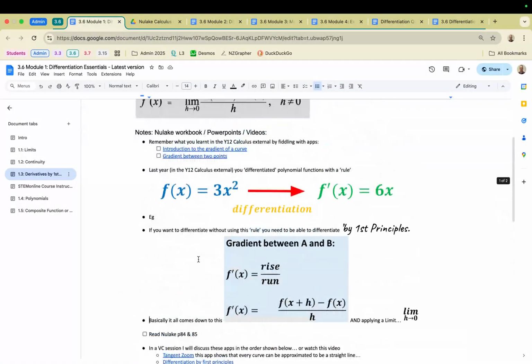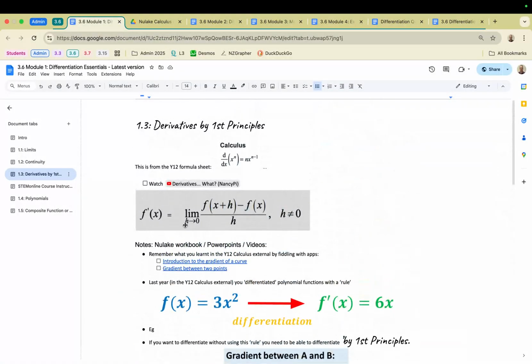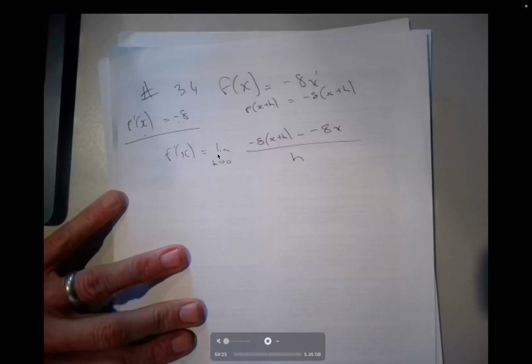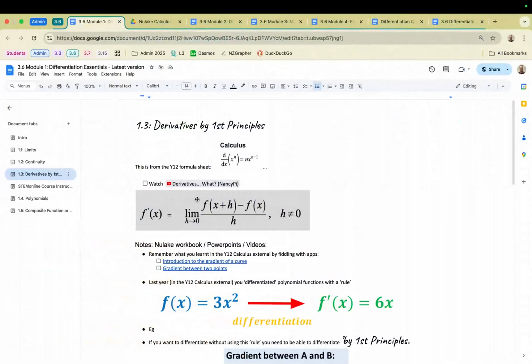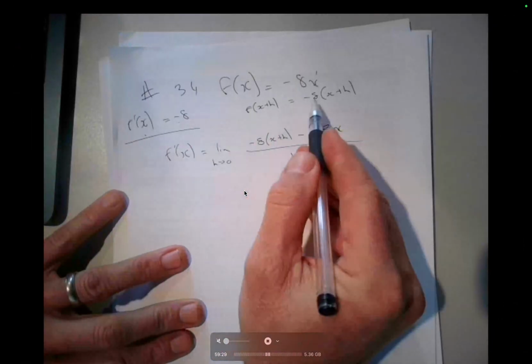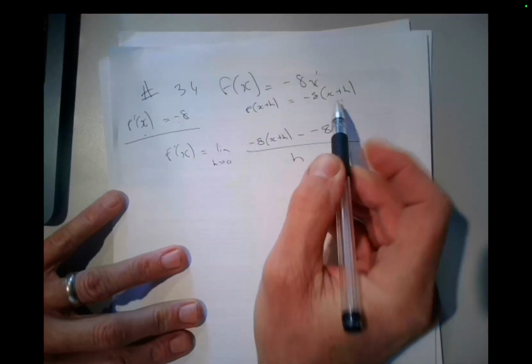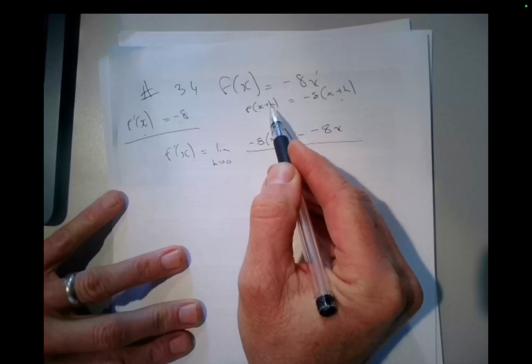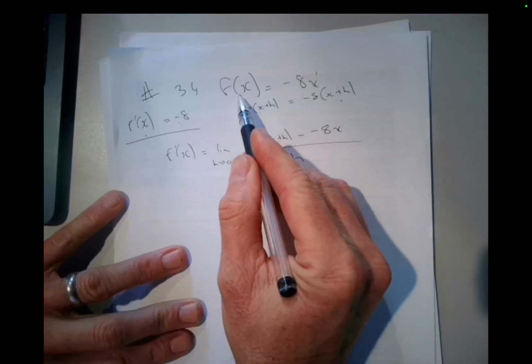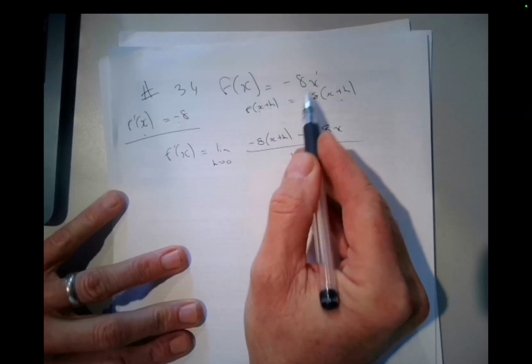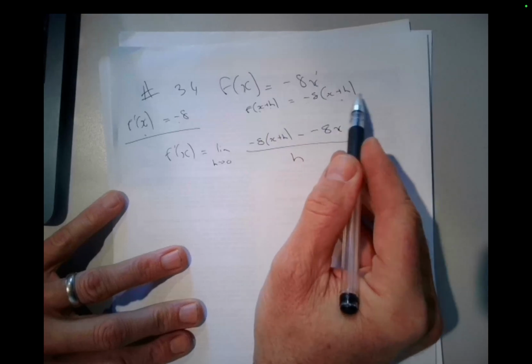So first principles, there it is there. So the limit is h equals 0. That's what I've said here. Function f of x plus h, that's what I've said there. That's the function there. Basically, what's happened, replace the x term with x plus h. There's the original function. Replace it with x plus h. So the x term here becomes x plus h.